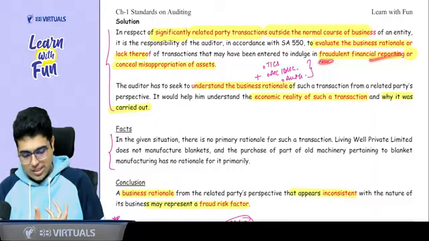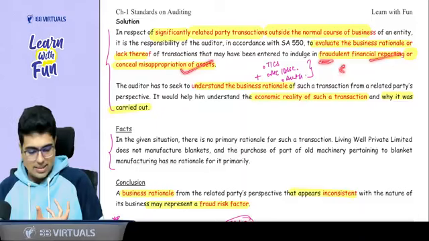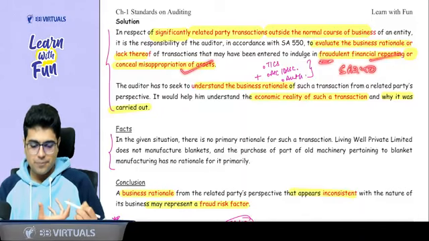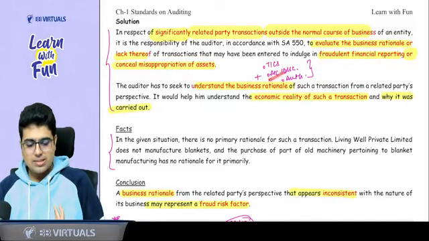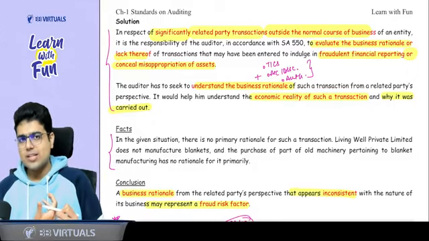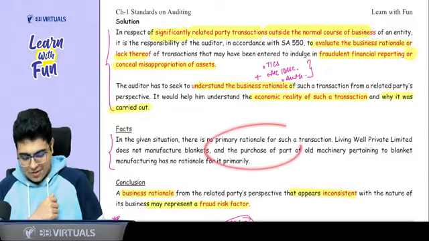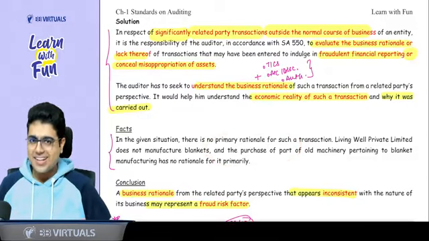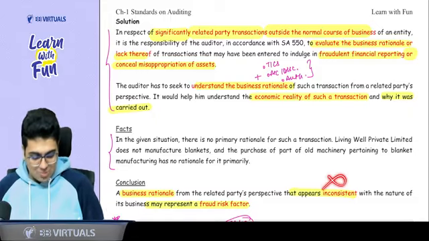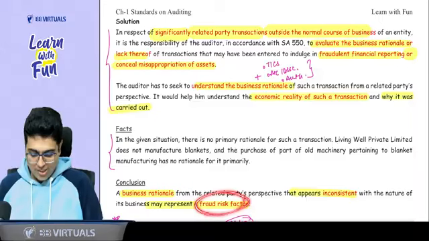Fraud means fraudulent financial reporting or misappropriation of assets that you study in SA 240. If you understand the business rationale, you get to know about the reality of the transaction, whether that transaction was actually required or not. Then write the facts of the case. And lastly, in this current case, write there was no business rationale, so there is a fraud risk factor.